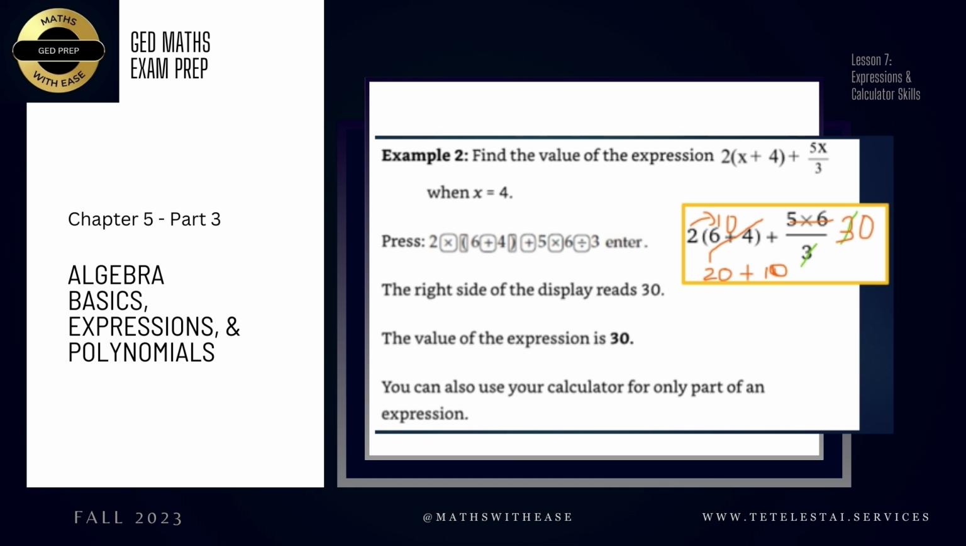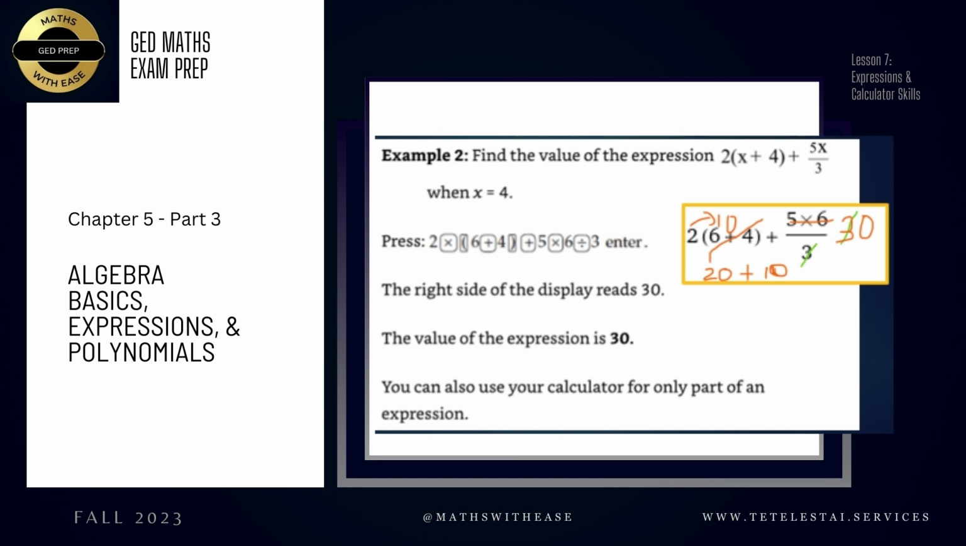In this particular example, we're told to find the value of the expression 2, open parentheses, x plus 4, close parentheses, plus 5x over 3, when x equals 4. As we discussed last time, since we're given the value of x, all you need to do is go back to your expression and enter 4 everywhere you see x.